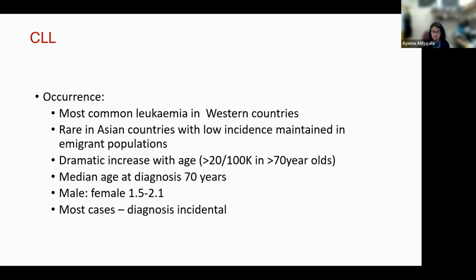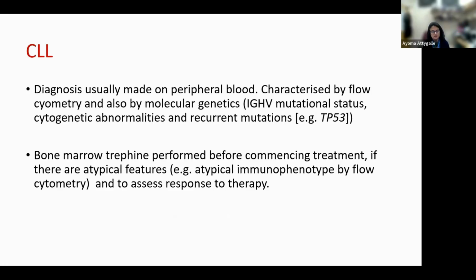Most cases, the diagnosis is actually incidental. The diagnosis is usually made on peripheral blood. So it's characterized also by flow cytometry, and they do molecular genetics also on the blood. What is a really important thing to assess is the IGHV region mutational status, which also gives prognostic information, cytogenetic abnormalities, and information on recurrent mutations, which we'll come to, for instance, TP53. A bone marrow is performed before commencing treatment, and also if there are any atypical features like an atypical phenotype by flow cytometry, and also once therapy has started to assess response to therapy.